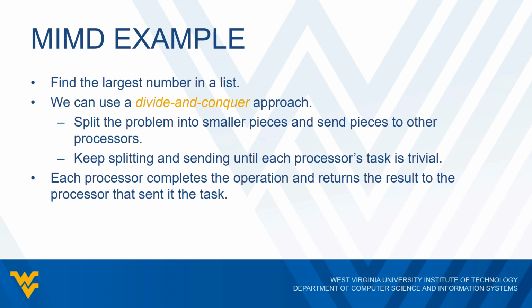Each processor completes the operation and then returns the result to the processor that sent the task. We'll split up all the tasks so that each processor has one number. If it's just one item, that's going to be the largest value, so it sends that value back to the processor that sent that piece. Then the sending processor gets the values it sent and determines the largest item from that set. It then sends that largest value to the processor that gave it the list, and it only returns one item, and we go back this way.